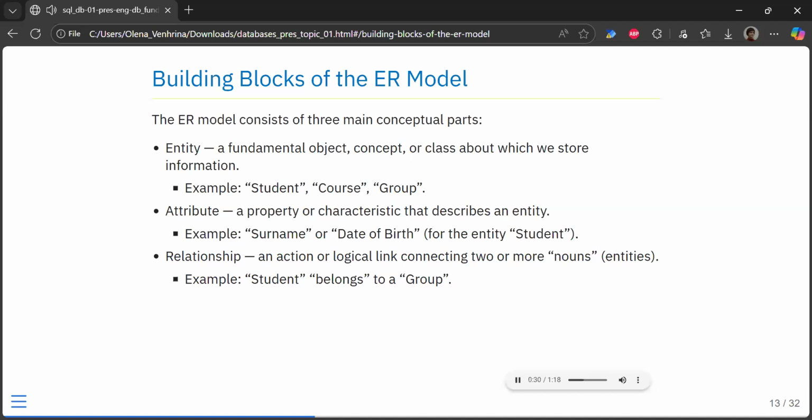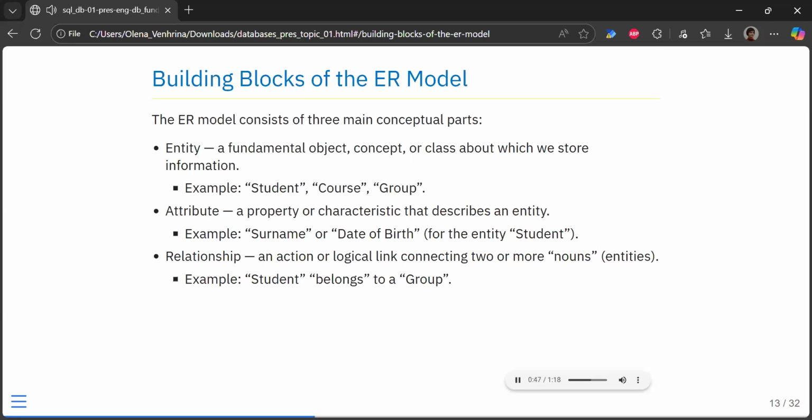Second, we have the attribute. This is our conditional adjective. An attribute does not exist on its own, it always describes a noun. For example, surname, first name, or date of birth are conditional adjectives describing our noun student.